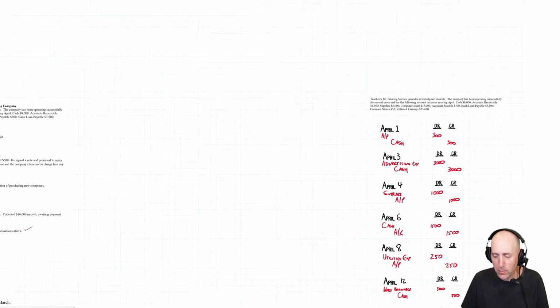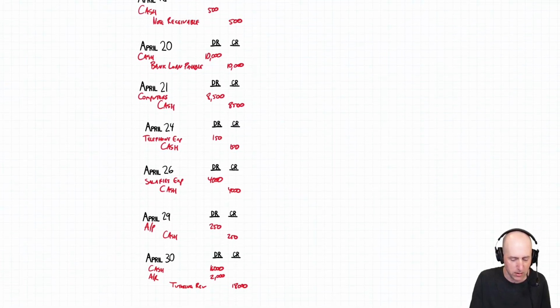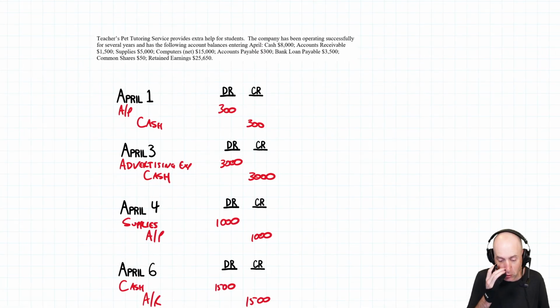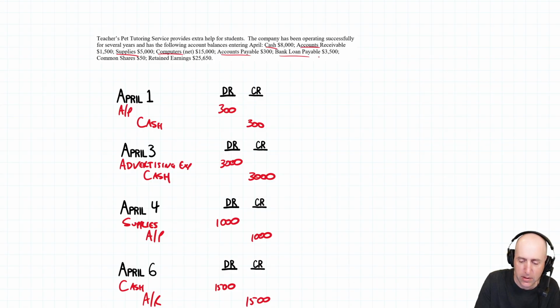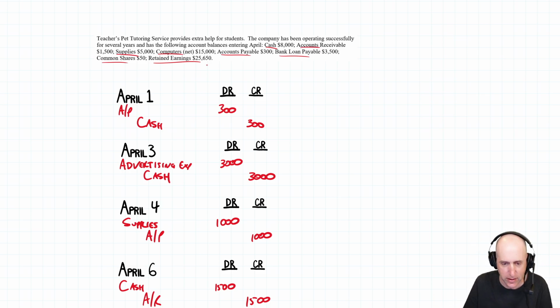So when we begin to post these journal entries, and I've summarized them here in this long list, before we can start to move journal entries into T accounts, we have to make T accounts for these opening balances. So I've got 1, 2, 3, 4, 5, 6, 7. I've got to make 8 T accounts before I can begin moving my journal entries over, because I have to enter the opening balances into T accounts.